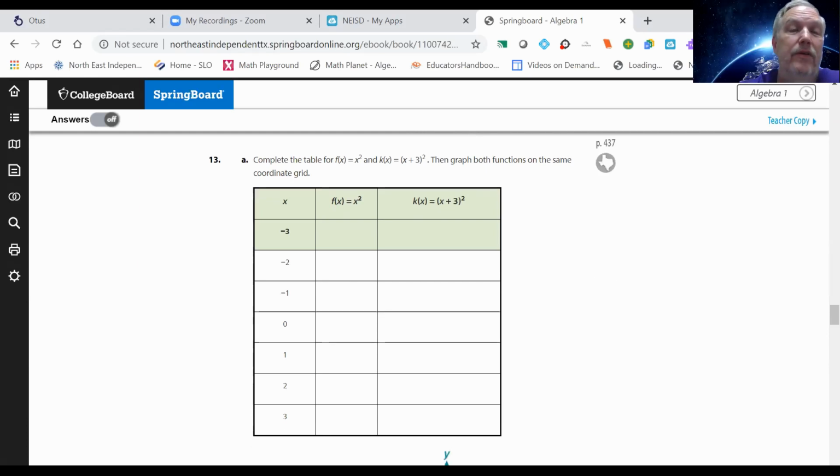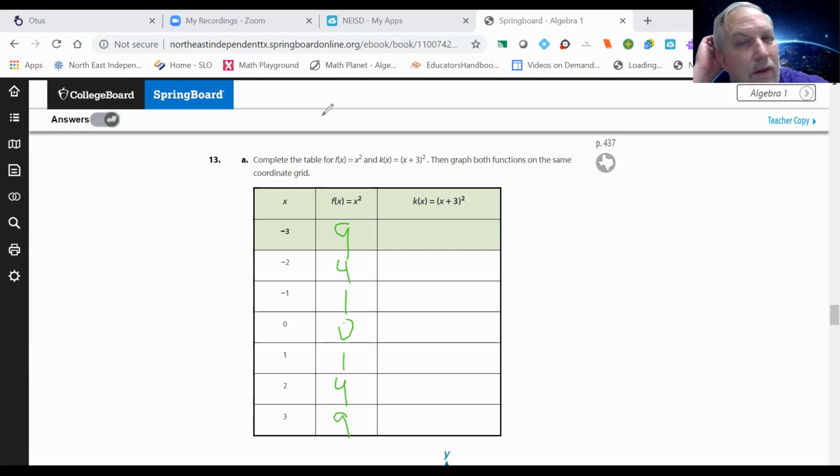All right, so item number 13. Complete the values for f of x is equal to x squared and k of x is equal to x plus 3 squared, and graph both functions on the same coordinate grid. So we'll go ahead and fill this in, and these are the same numbers that we had before. They're the 9, the 4, the 1, the 0, the 1, 4, and 9. So now for k of x we're changing our input value, so we're adding 3.